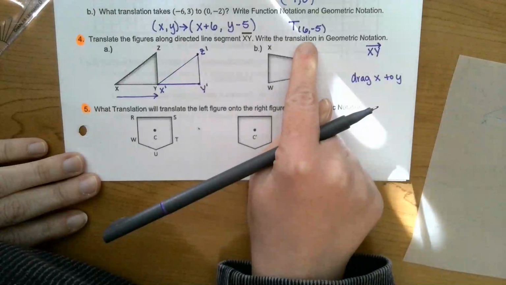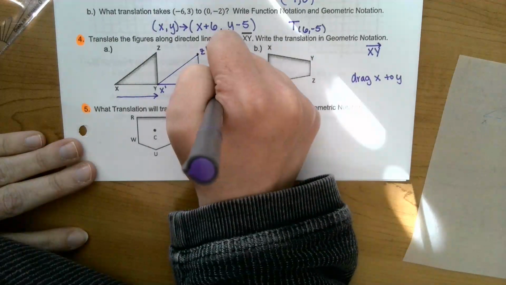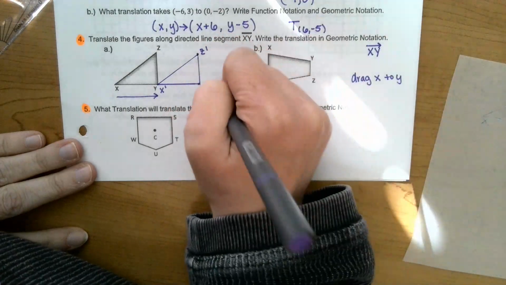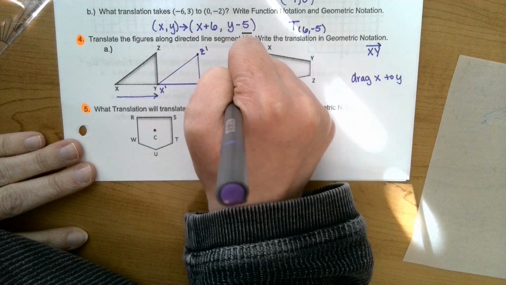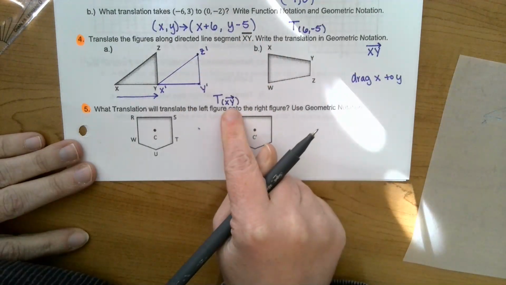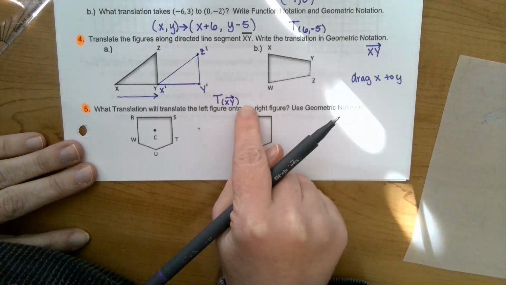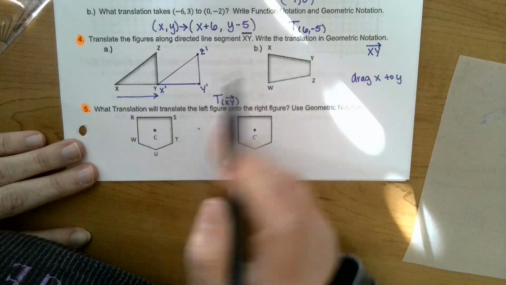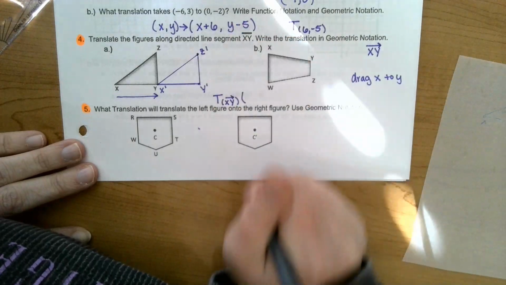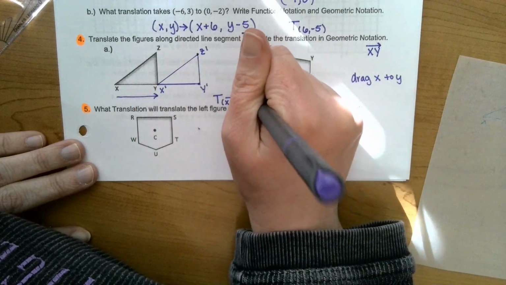Okay, and then it says write the translation in geometric notation. So we're going to do along the line XY. So down at the bottom, put ray XY. And that shows me that I'm going along X to Y. And then we're also going to put in parentheses what we actually translated. So we translated triangle XYZ.